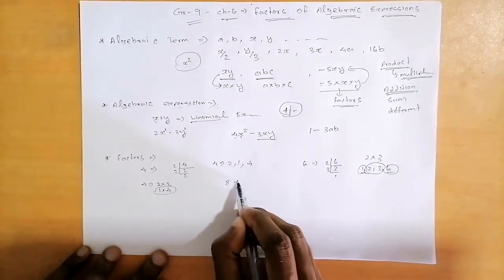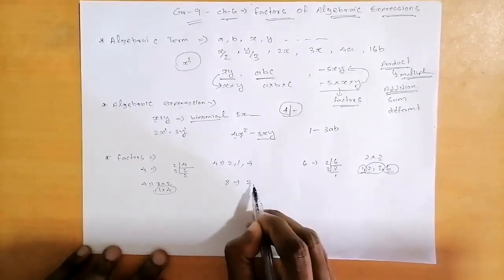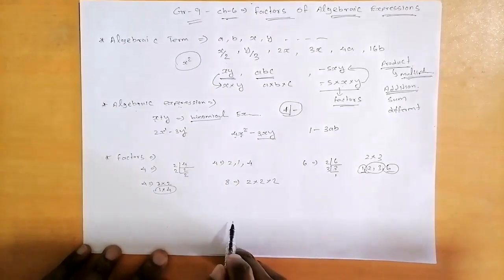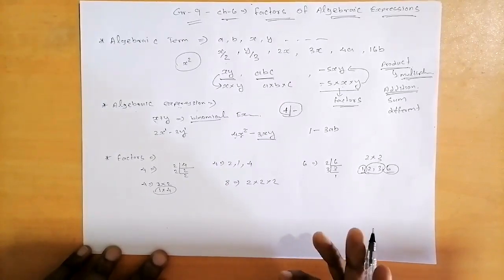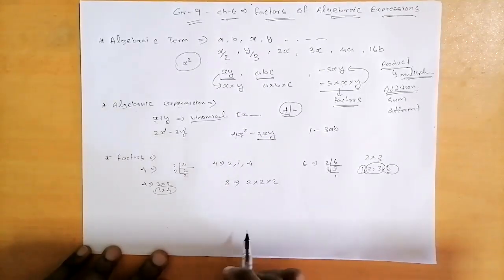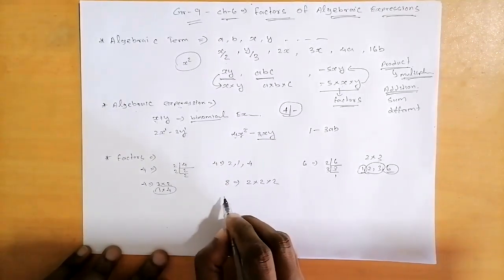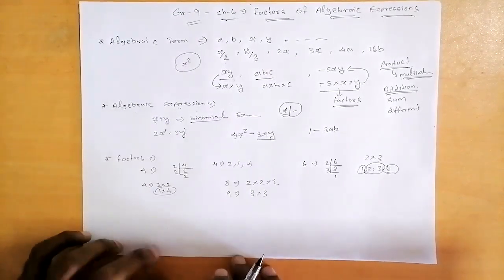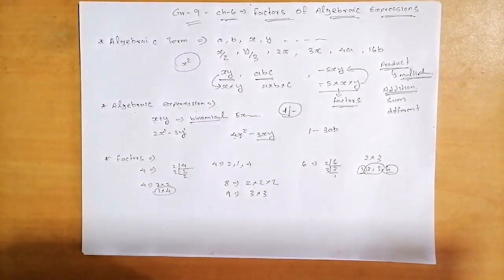Okay, what about 8? Divided by 2, it's 4, divided by 2, it's another 2. So 2 into 2 into 2, the factors are 2. So finally we consider 9. What about 9? 3 into 3. If you write the product of two numbers with the given number, it gives you the factors of that particular number.